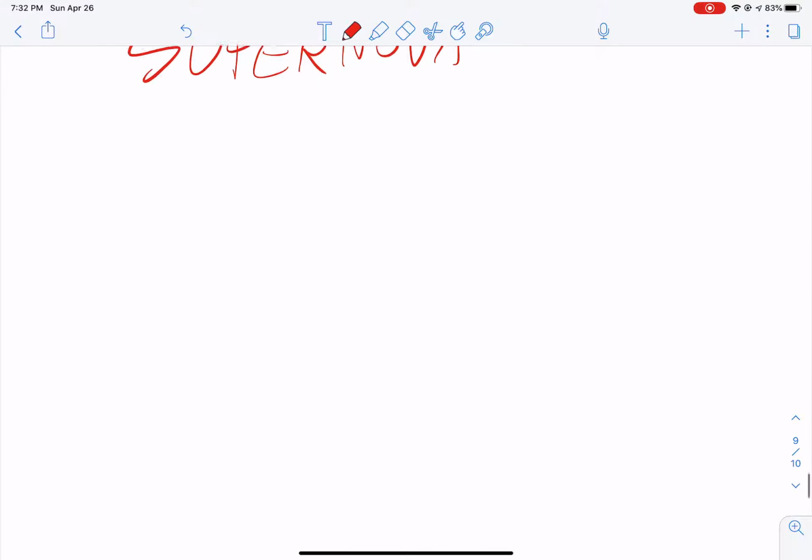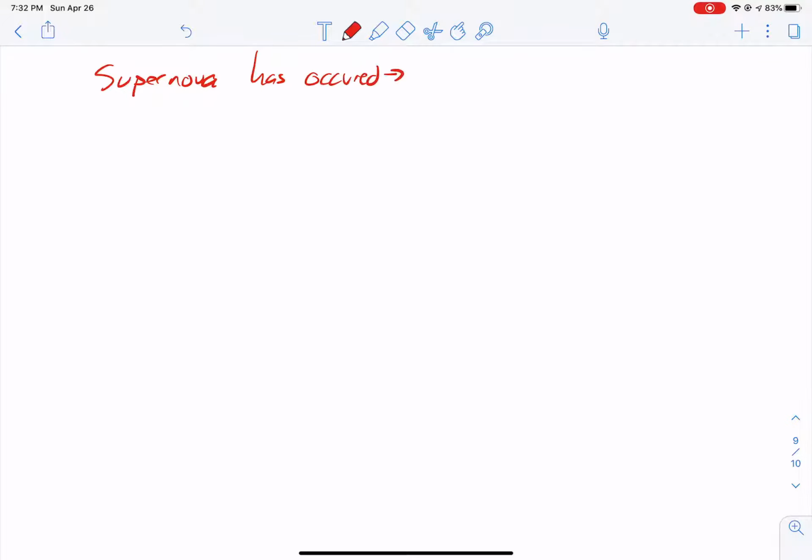Now, a supernova has occurred. Again, this is big stars. Now what? Well, that all depends on the core. If the mass of the core is greater than 1.4 solar masses, so I'm talking the entire mass of the sun, the whole thing.